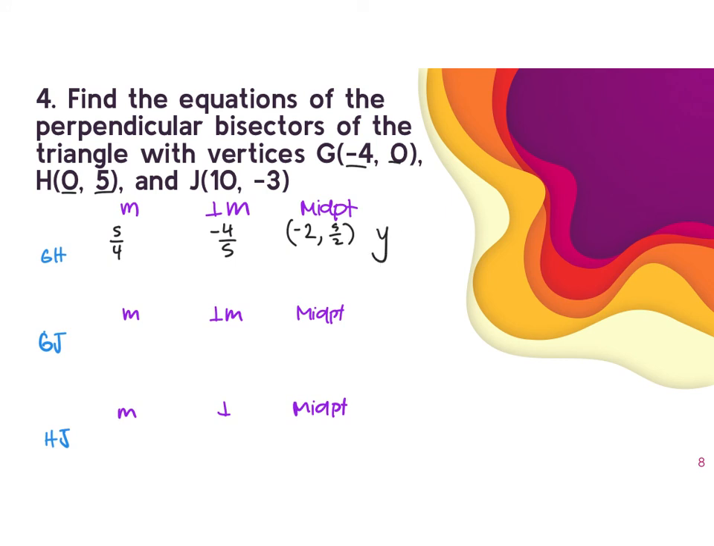So our equation is y minus y1, which is 5/2, equals m, which is -4/5, x minus x1 would be -2, so x plus 2. Remember, we are using the perpendicular slope and our midpoint for that equation. Go ahead and try the other two and then press play to check your answer.